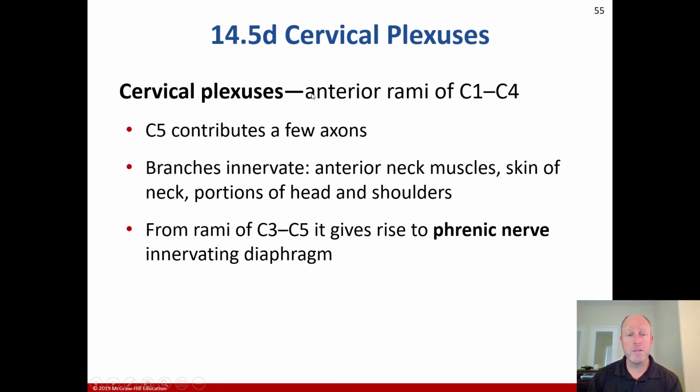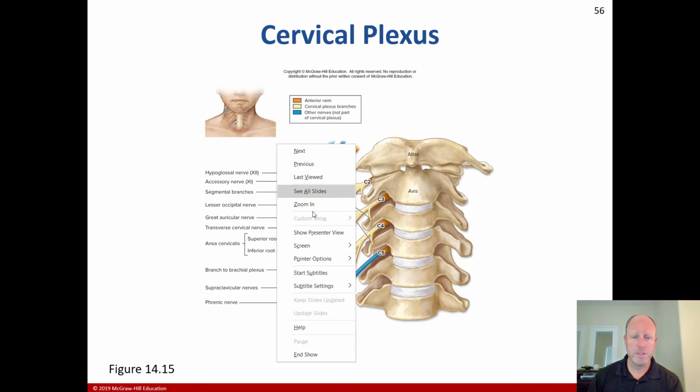And the cervical plexus: the anterior rami of C1 to C4. C5 contributes a few axons. Branches innervate the anterior neck muscles, the skin of the neck, and portions of the head and shoulders. We've got our 5 basic plexuses, and this is the first of them, the uppermost, the most superior. From rami of C3 to C5, it gives rise to the phrenic nerve, innervating the diaphragm. So here we have our cervical plexus, a little better image here.